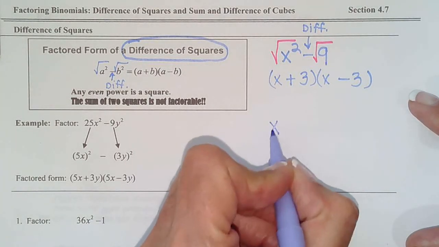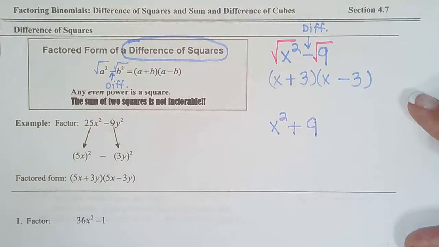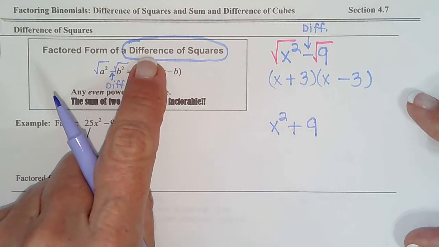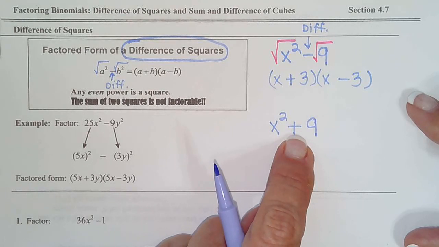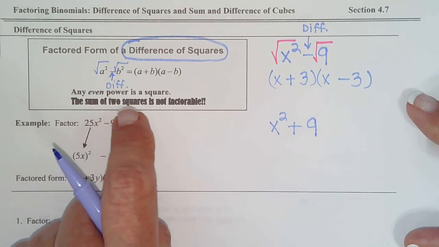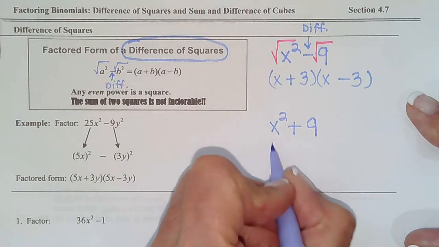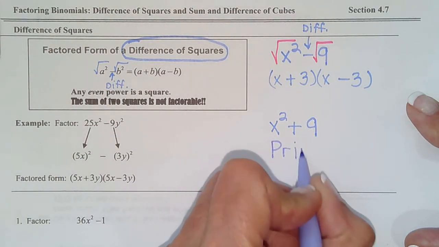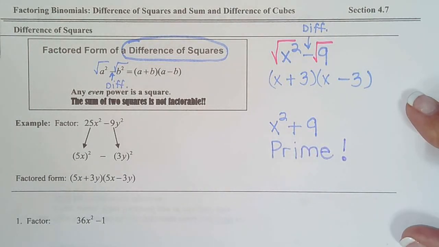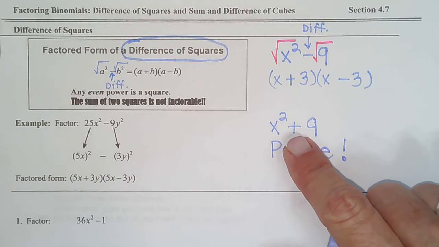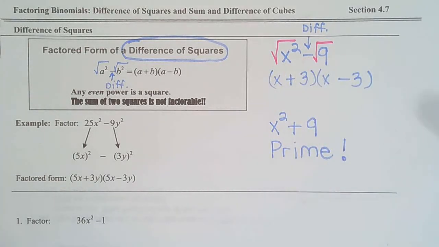But what if this was the problem on your test? And I did put one of these on the test. Look what that says. This is a sum of squares. And right here it says the sum of two squares is not factorable. So if there isn't a GCF, you write prime. Because I cannot factor a sum of squares. I can only factor a difference of squares.